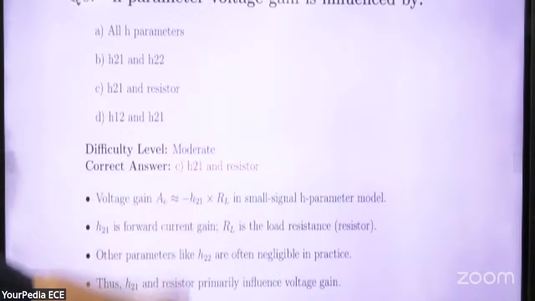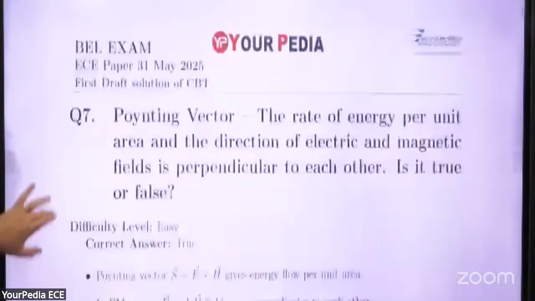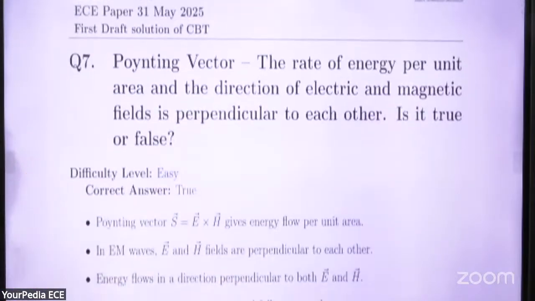Moderate difficulty. H parameter voltage gain. Keep checking whether you've done it correctly. Easy level. Pointing vector or something. This is the first draft solution of CBT, friends.